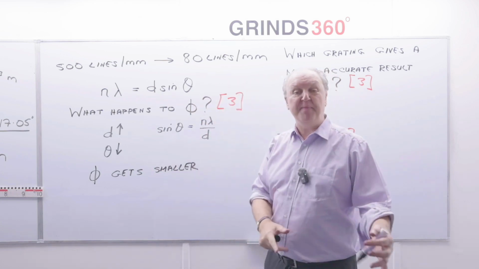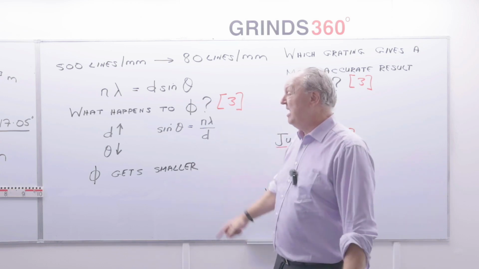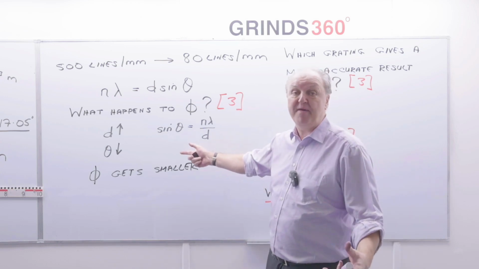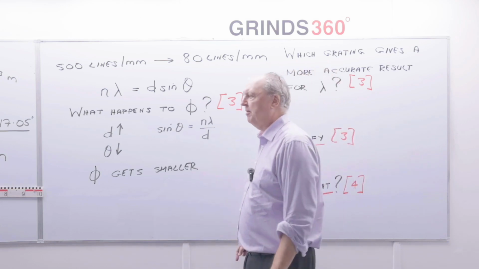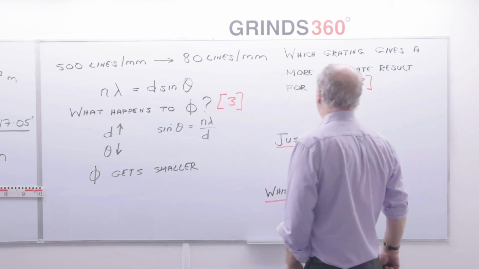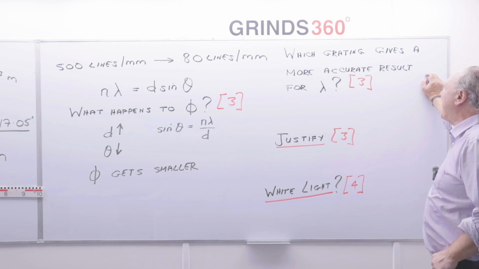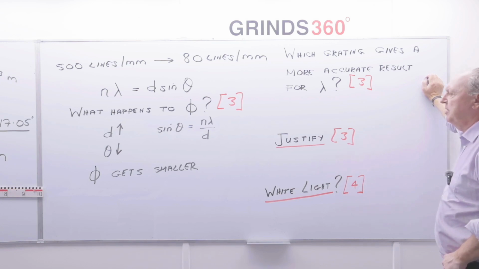But you know, how am I going to find the answer? I need a method of working it out. And we looked at that method in one of the lessons. So know how to work it out. So phi gets smaller. Now they're saying, which grating gives a more accurate result for lambda?